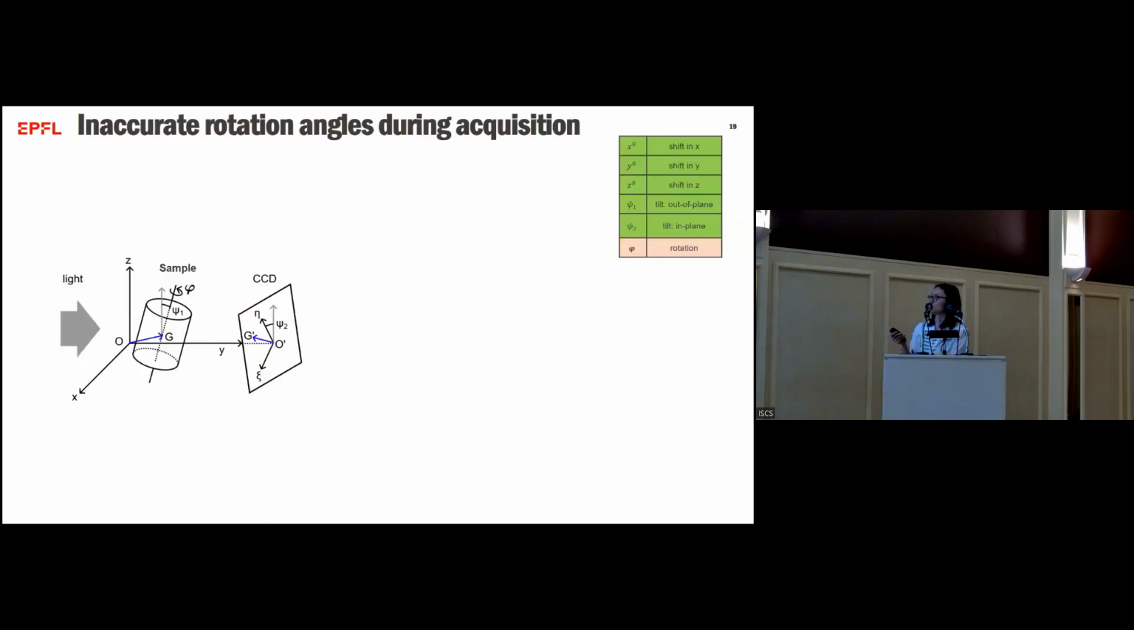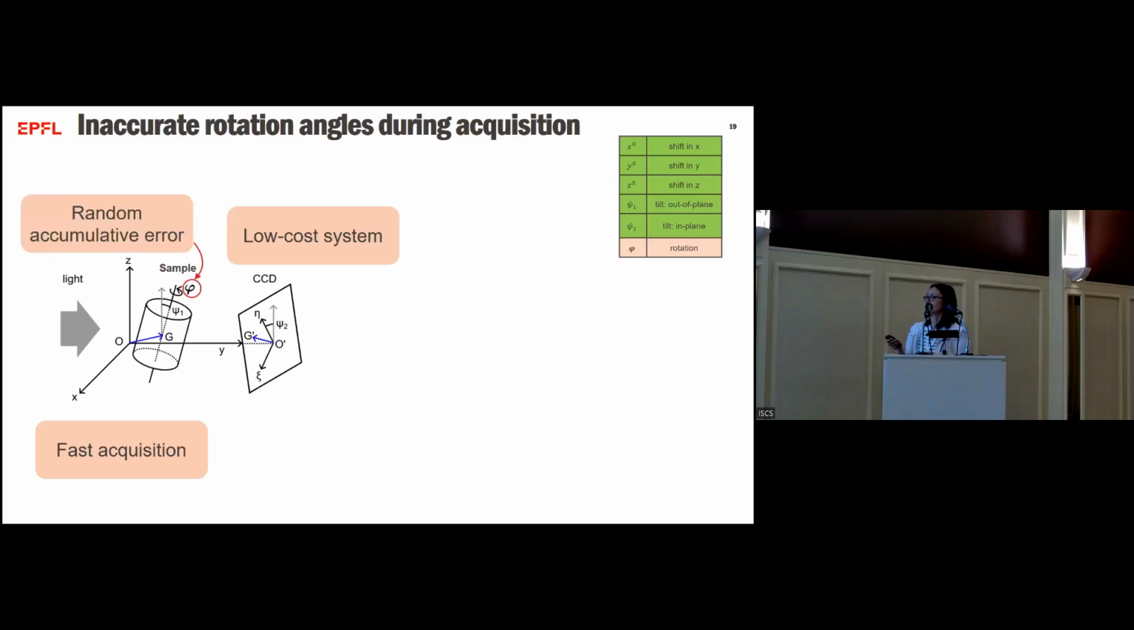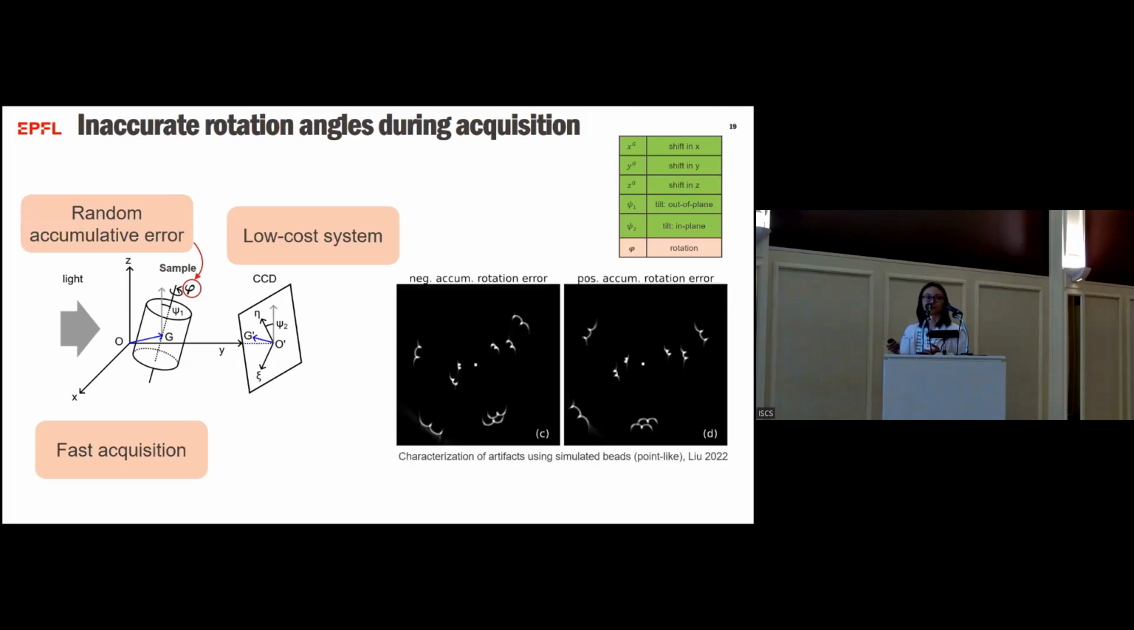And the last type of mechanical artifacts that can happen is the inaccurate rotation angles during acquisition. And this can happen when we have a low-cost system. And then sometimes a random error will accumulate in the rotation angles. This will eventually result in a mismatch between the actual angles and the angles we use in the reconstruction. So you can see this results in this kind of wing artifacts.